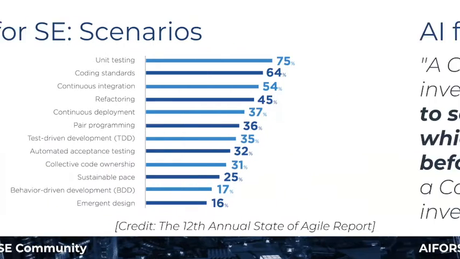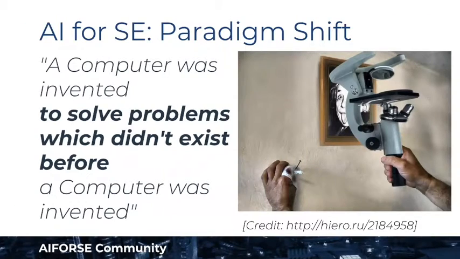So let's move on. One more important notice is that there is a statement, you know, that the computer was invented to solve problems which didn't exist before the computer was invented. So what does it mean? When we have something really game-changing coming to the world, it might change everything. So we maybe should not even think about how we can apply AI to the problems we have nowadays.